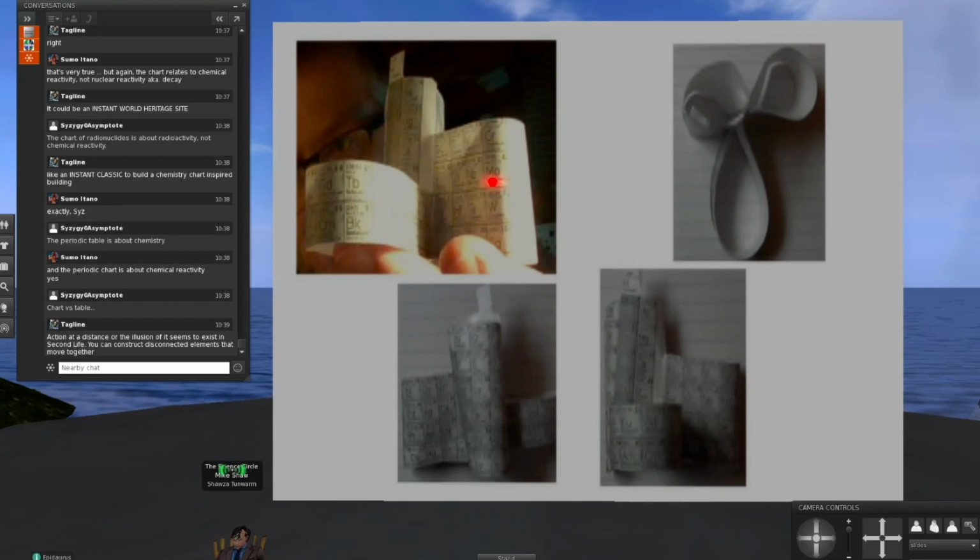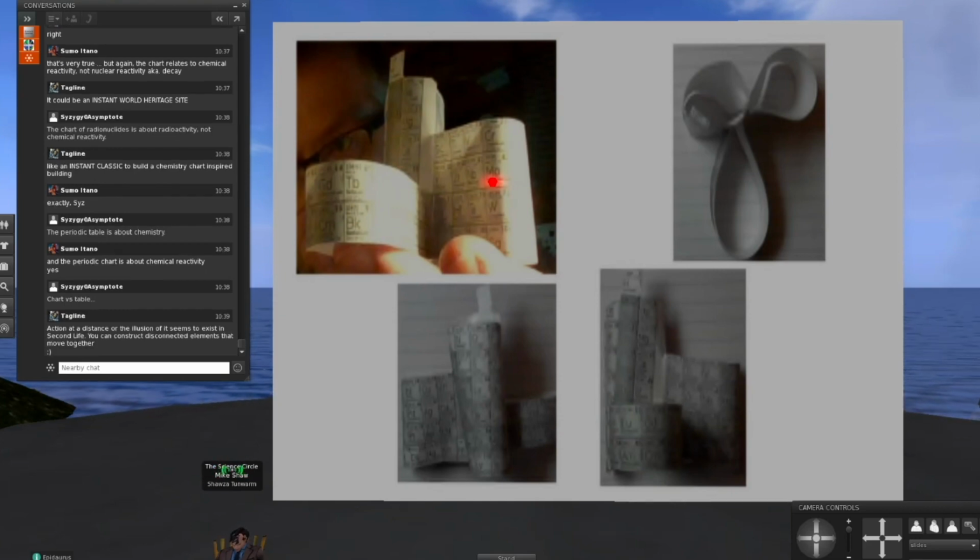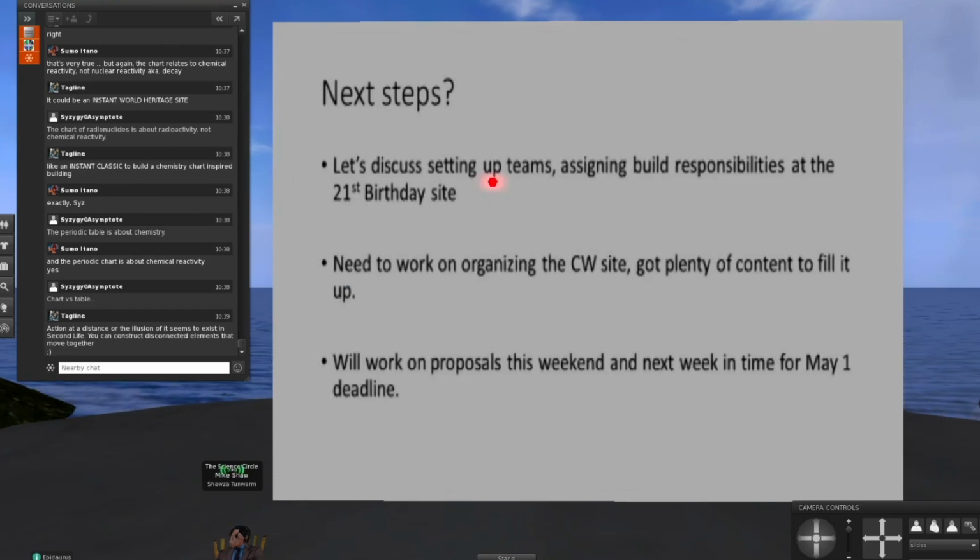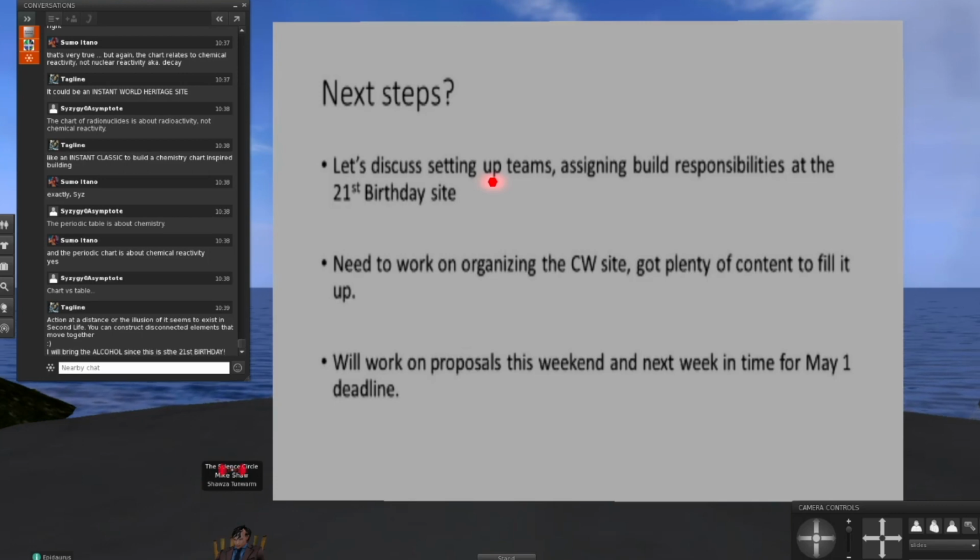So, thinking about a timeline here. We'll need to discuss setting up teams, assigning build responsibilities at the site. We'll need to organize the Chemistry World site. I'll be working on the proposals this weekend and next week, so that we get them in plenty of time for the May 1st deadline. And if you are interested in working on this, please just send me an email.